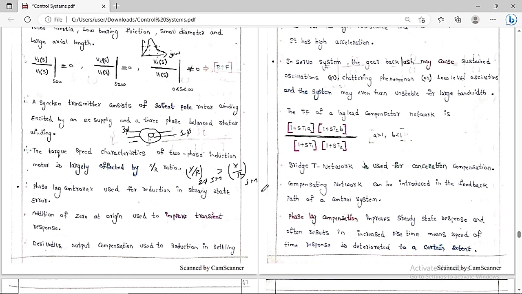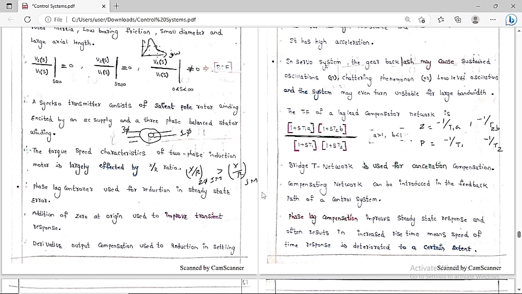The next point is, the transfer function of a lag lead compensator network is (1 + sT1A)(1 + sT2B) / ((1 + sT1)(1 + sT2)), where A is greater than 1, B is less than 1. So we can see clearly what the zeros are. Zeros are nothing but -1/(T1A) and -1/(T2B). And what are the poles here? Poles are nothing but -1/T1 and -1/T2.